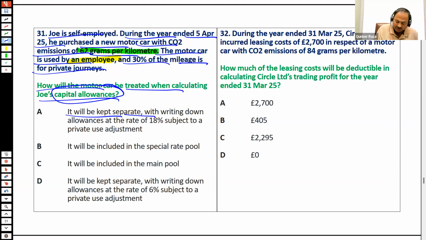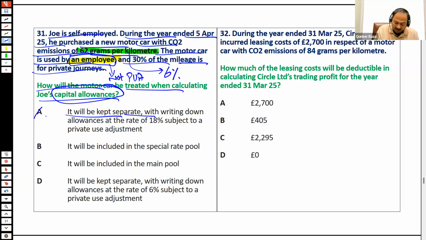From a capital allowance perspective, for sure it would be 6%. It's not 18%. If it is used by an employee, would it be considered a privately used asset? The answer is it is not a PUA, because the concept of PUA arises when the owner uses the asset partly for business purposes and partly for private purposes. Here it is the employee who is using it for business and private purposes. So for an employee, it is not considered a PUA. Please remember.